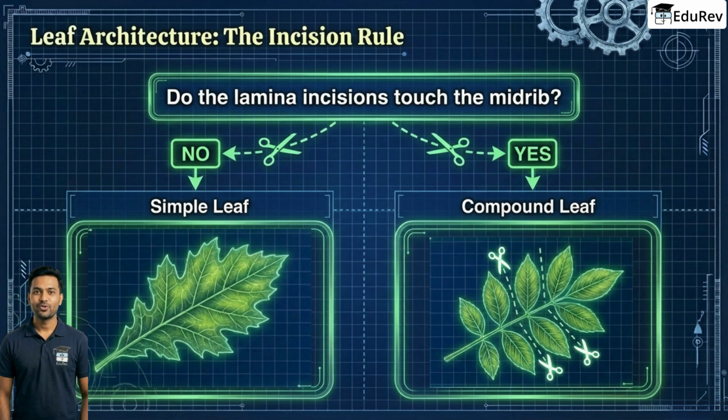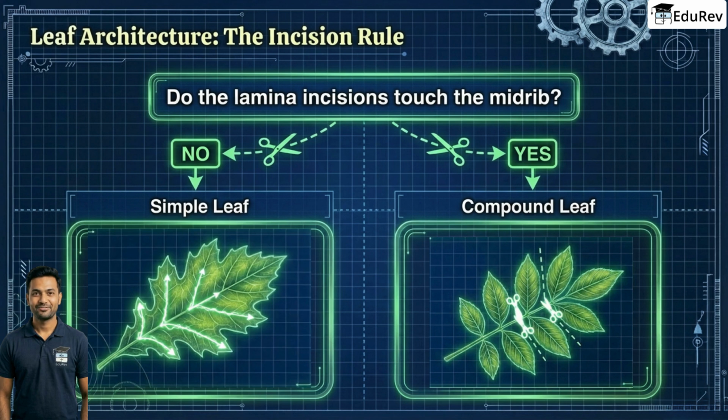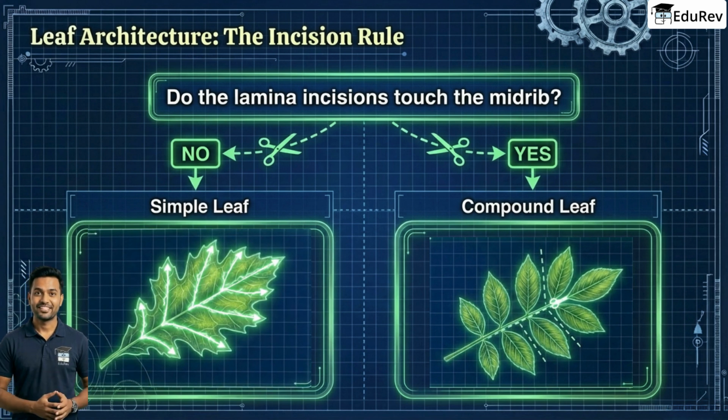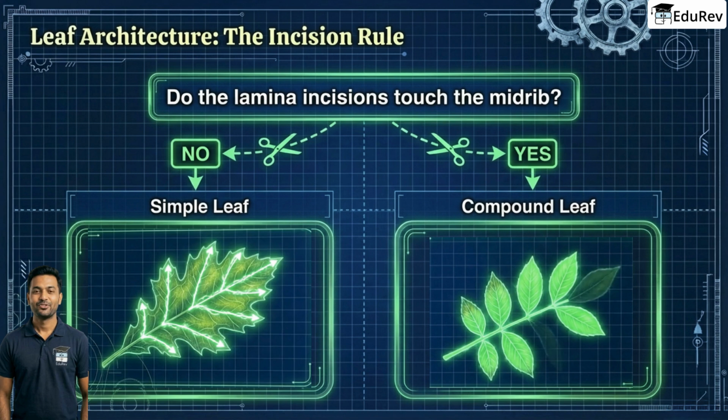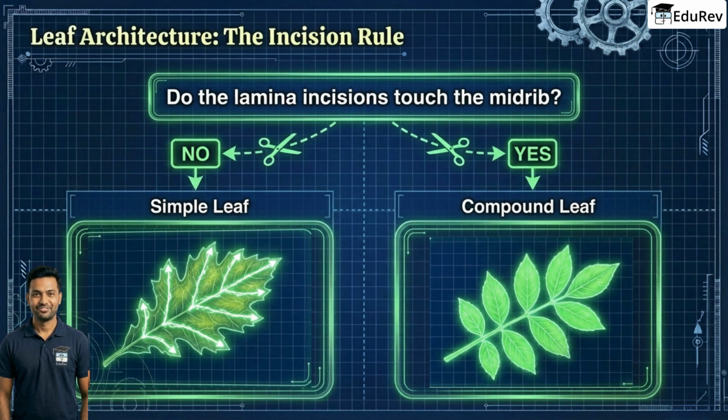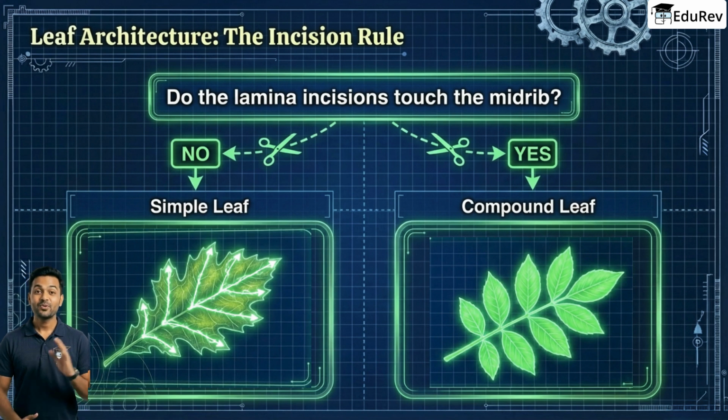The incision rule is a very practical way to separate simple and compound leaves. If the incisions do not touch the midrib, the leaf is simple. If the cuts reach the midrib and divide the blade into separate leaflets, the leaf is compound. This single rule removes a lot of ambiguity, especially in visually confusing specimens. In exams, the safest approach is to trace the lamina carefully rather than guessing from the outer shape alone.